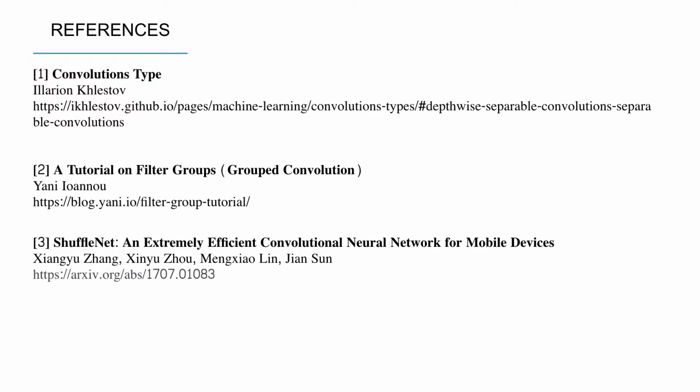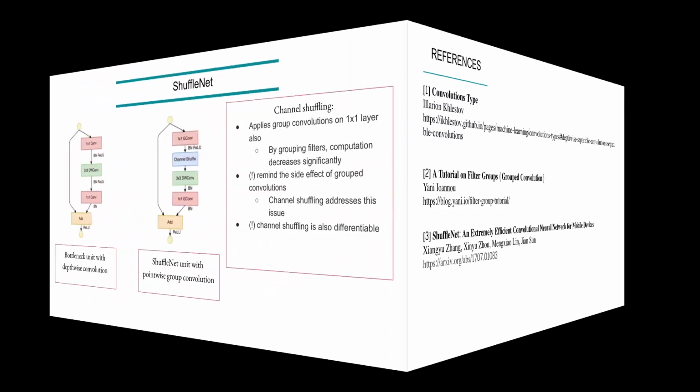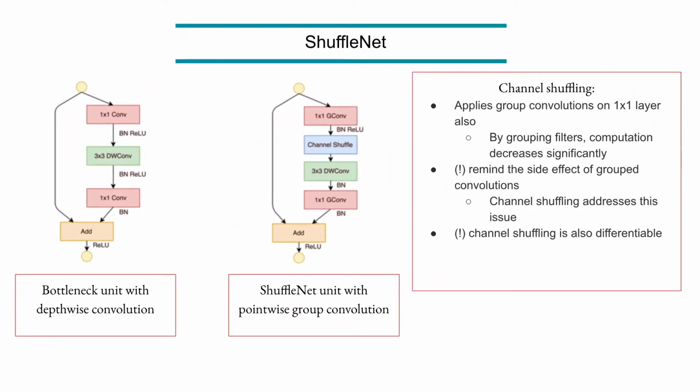Let me recap. They use pointwise convolution, and they also make the grouped convolution in pointwise convolutions. In this manner, they use the advantage of group convolution, and also by shuffling the channels, they overcome the main side effect. So this is the main idea in ShuffleNet.